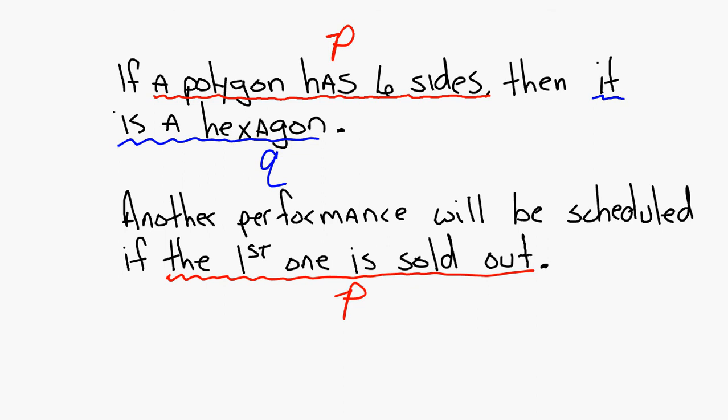What's the conclusion of that statement? Right. Another performance will be scheduled. Okay? So another performance will be scheduled. That is your conclusion.